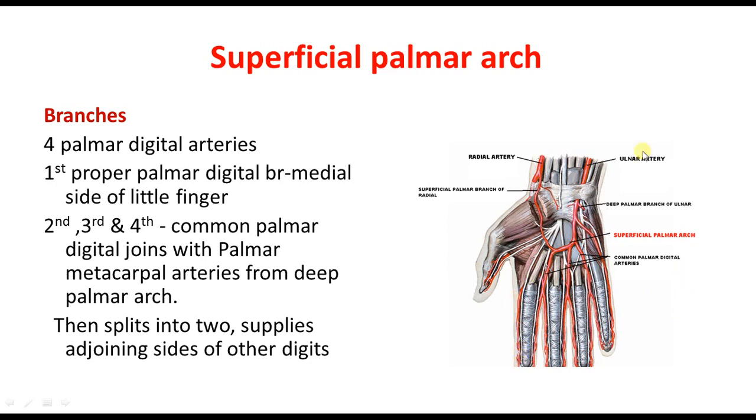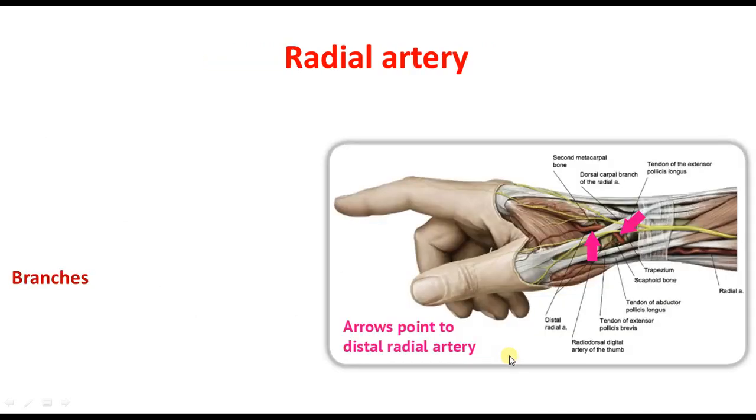So one proper palmar digital artery goes to the medial side of the little finger, and three common palmar digital arteries give perforating branches to the palmar metacarpal arteries. After that, each one divides into two proper palmar digital arteries to the adjoining sides of the little, ring, middle and index fingers. So that is about the superficial palmar arch.